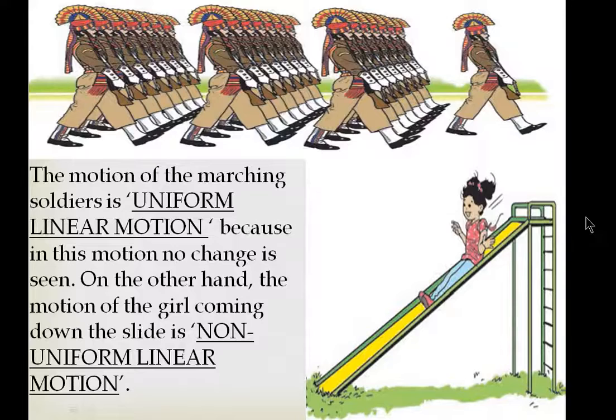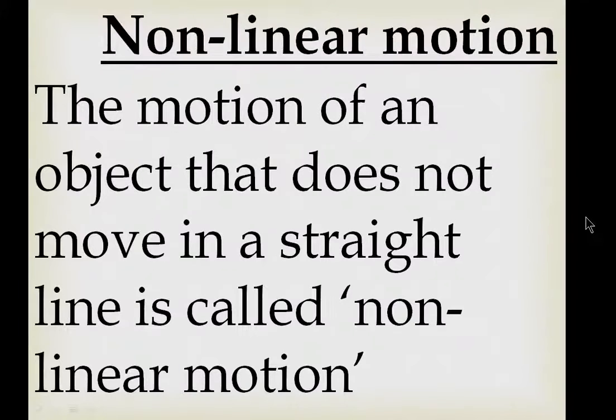And the next one is the non-uniform linear motion. On the other hand, we can see down here, the girl is coming down from the top, that means in this motion it is changing. In the figure, the motion of the girl coming down the slide is non-uniform motion, it keeps on changing. But in the marching there is no change in the uniform linear motion, and there is continuous change in the non-uniform linear motion.